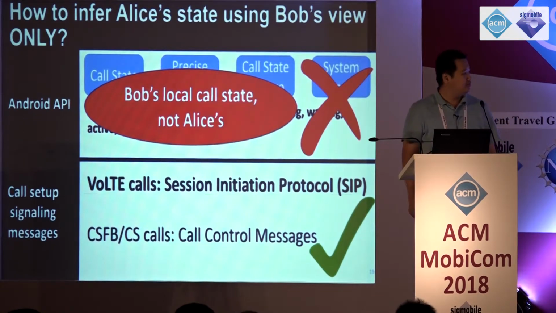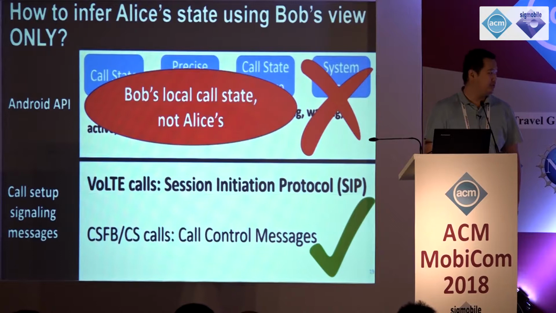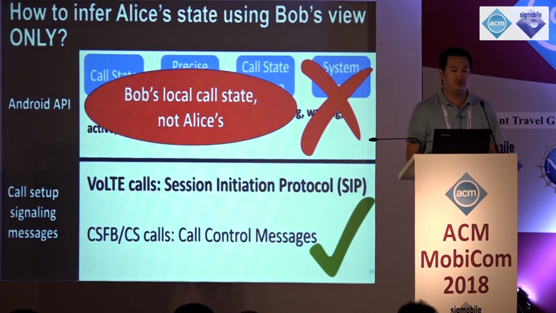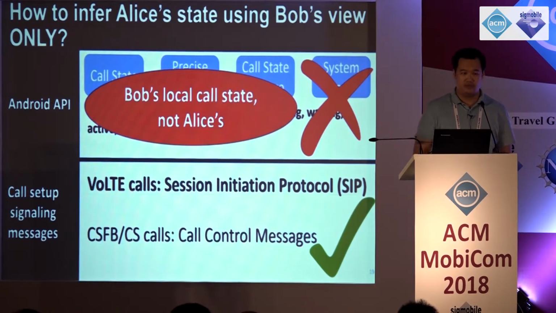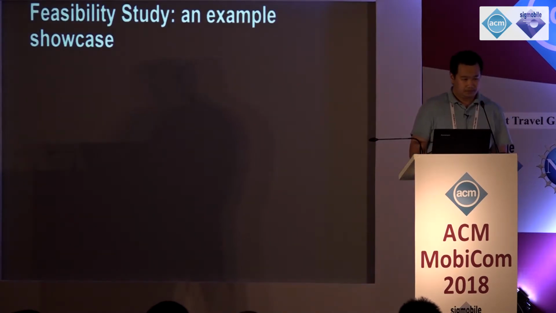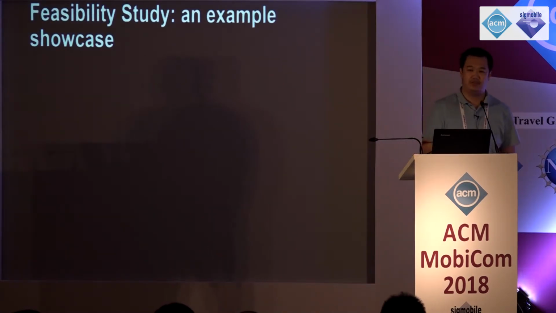Today's 4G phones use 2 types of call technology. One of them is Voice over LTE, which uses IP data packets to make a phone call. The other one is CSFB, circuit-switched fallback, which uses the traditional circuit switch to make a phone call. Our study shows that both of them work, and I will use VoLTE to illustrate our idea. So let me use some examples to show the feasibility study.